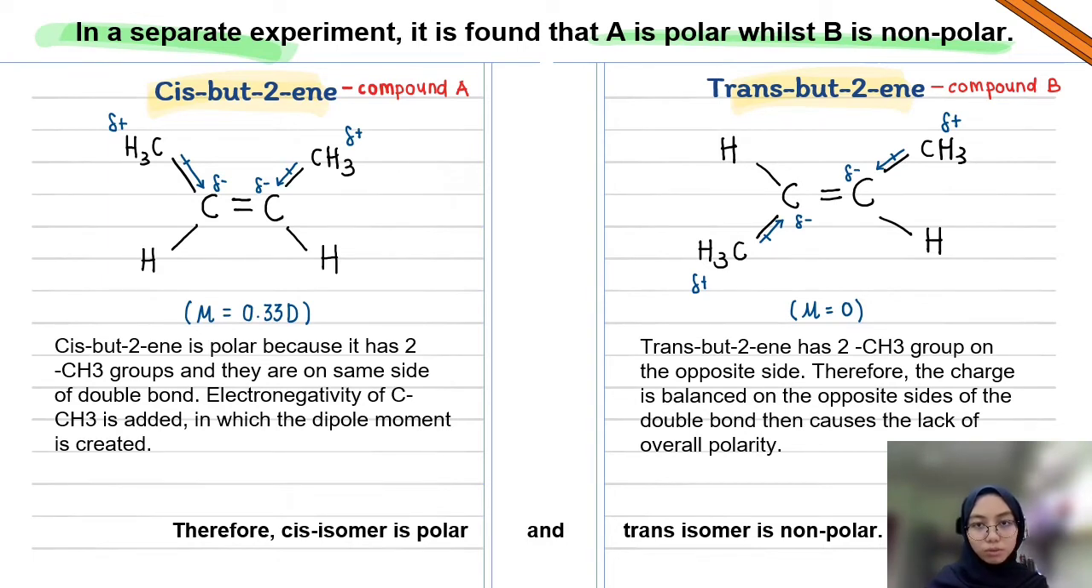Meanwhile, for compound B, trans-but-2-ene, the methyl groups are on opposite sides of the double bond. Therefore, the charges on both sides are balanced, leading to a lack of overall polarity in the compound. This makes the cis isomer a polar compound and the trans isomer non-polar, and this fits the description of compounds A and B. We can conclude that compound A is cis-but-2-ene, while B is trans-but-2-ene.